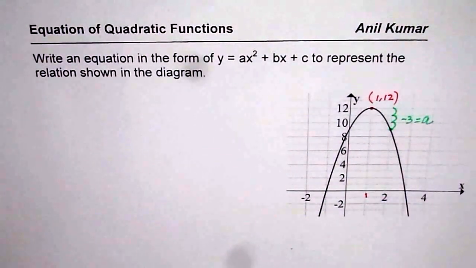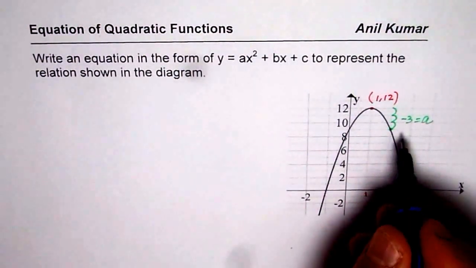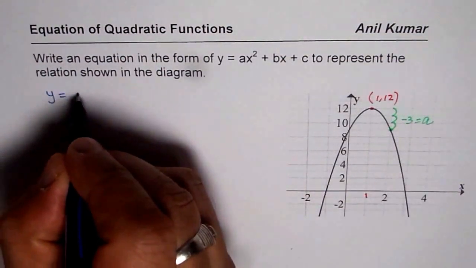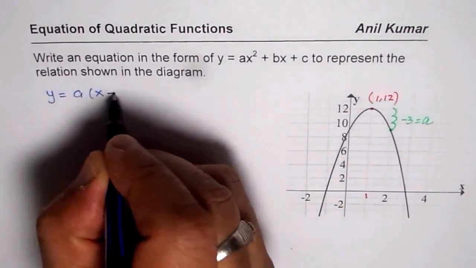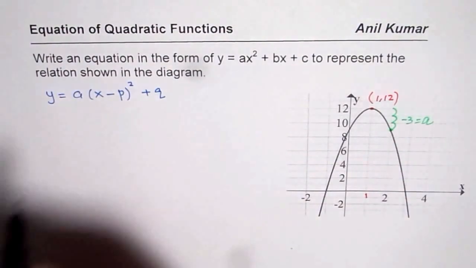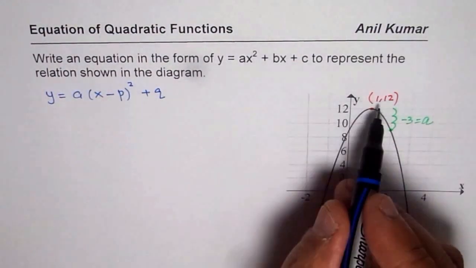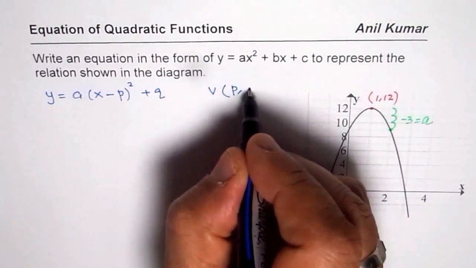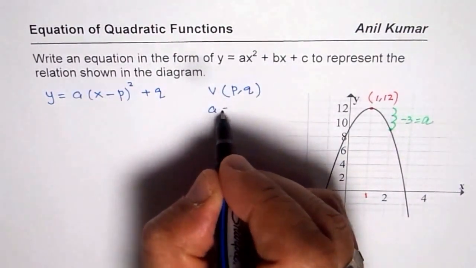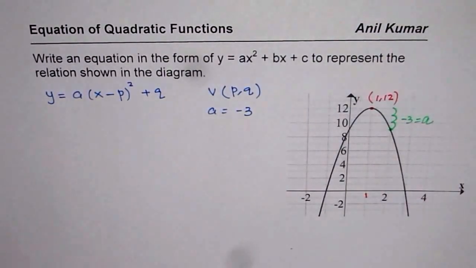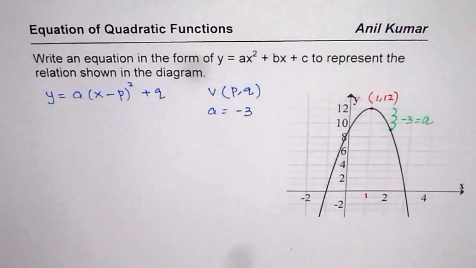Now combining these two values, we can write the equation of the parabola in vertex form, which is y equals a times (x minus p) squared plus q, where the values of p and q can be written from the vertex. So the vertex gives you p and q, and a is the step, in this case minus 3. Do you understand? Now if I substitute these values, I straight away get the equation of the parabola in vertex form.